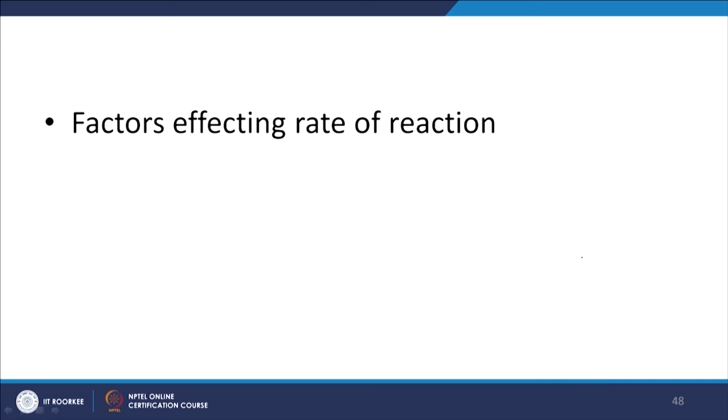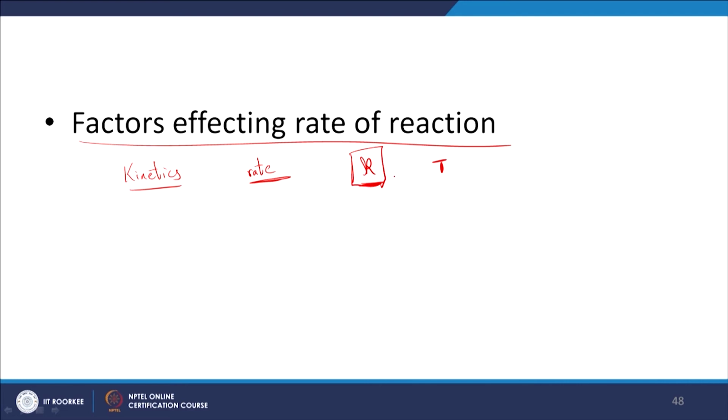Here we have factors affecting the rate of reaction. Kinetics is always interrelated to the rate of your reaction, so we will look at what factors affect the rate of the reaction. We already came across one term, rate constant. It is a constant for a particular temperature, and it gives us an idea about your particular kinetics. So rate is certainly going to depend upon your rate constant. It is a constant for a particular reaction, A plus B going to C plus D. For this forward reaction you will have a particular rate constant.